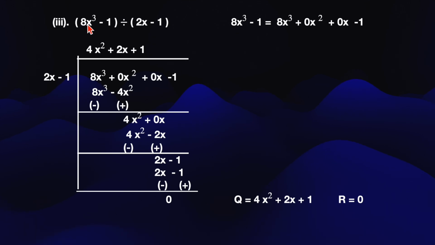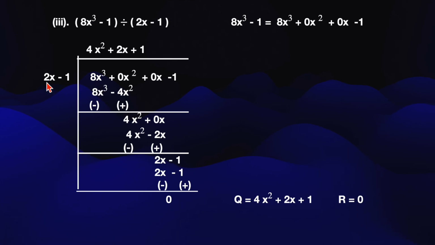Okay, here is another sum. Here the x square term is not there, x term is not there. So I'm going to write it as 0x square plus 0x. So write down this. This is the dividend. Write it here. 8x cube plus 0x square plus 0x minus 1. And the divisor is 2x minus 1.